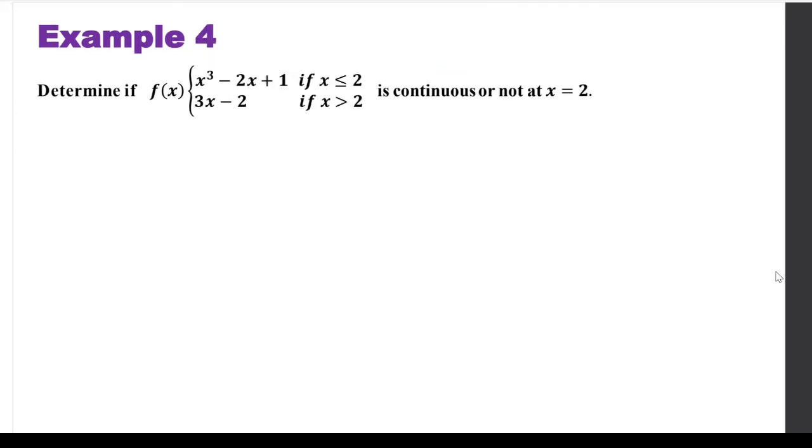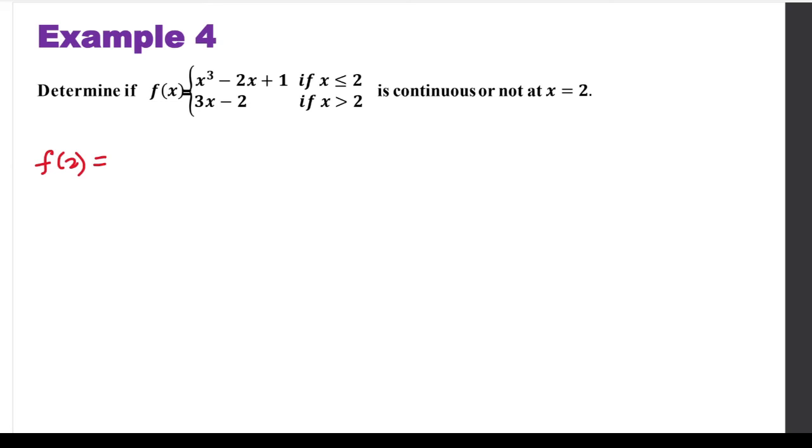For another example, we have this piecewise function, and we would like to get if the function is continuous or not at x is equal to 2. This function is continuous everywhere except possibly at 2. So let's have f of 2. Between the two functions, we're going to use x cubed minus 2x plus 1 because of the restriction of less than or equal to.